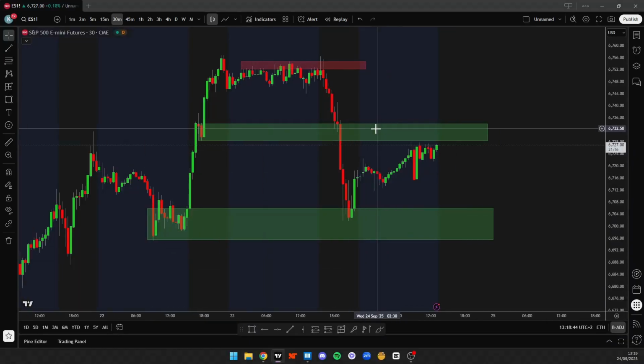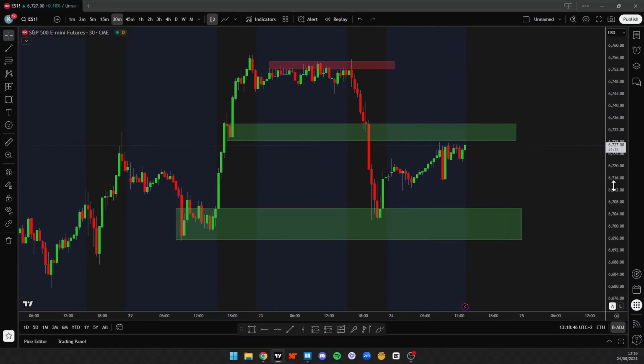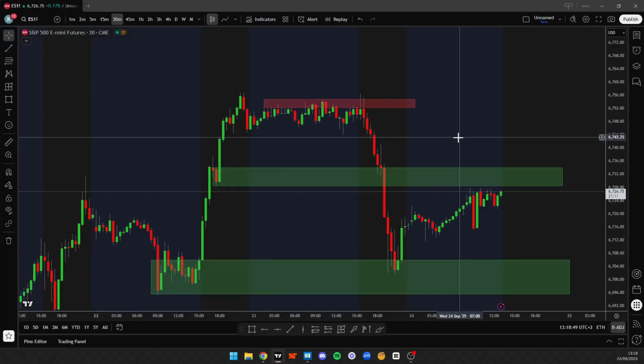I have a couple of levels marked out to make it a little bit quicker for you guys and already show you how the market reacts to these levels.